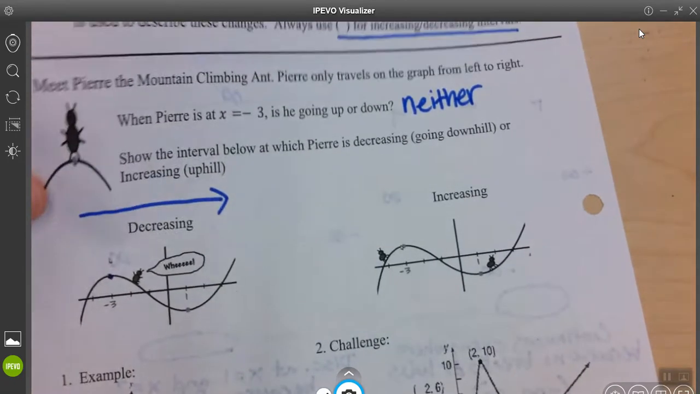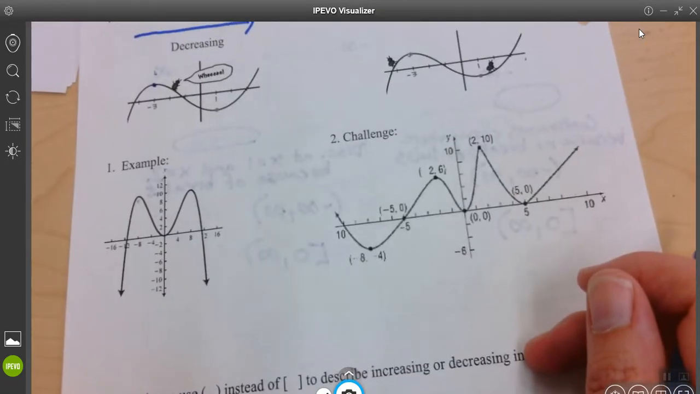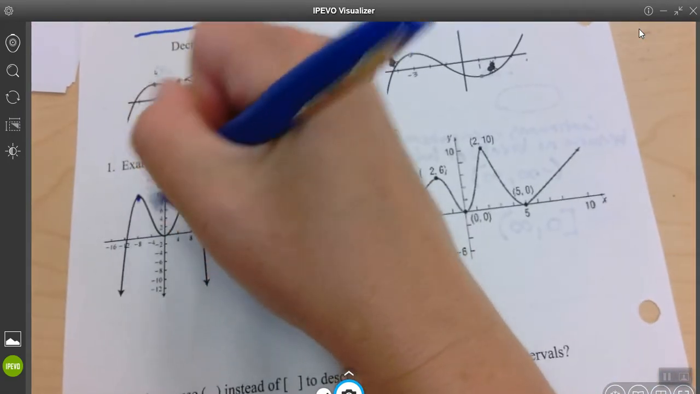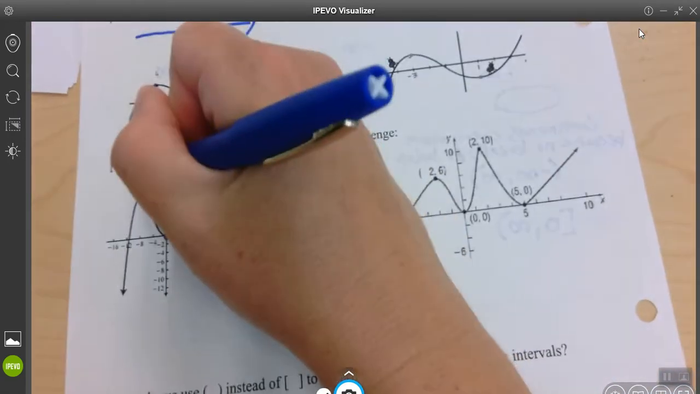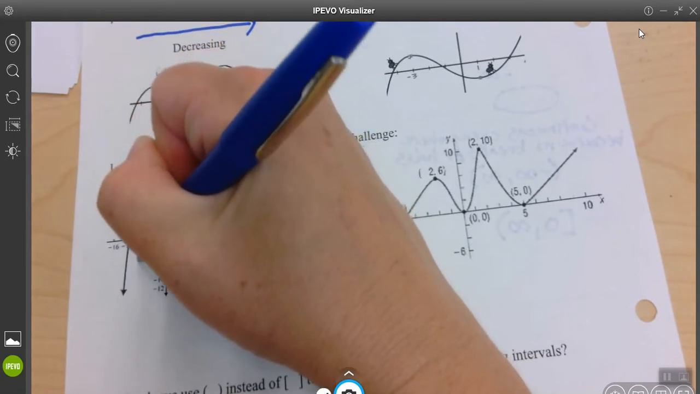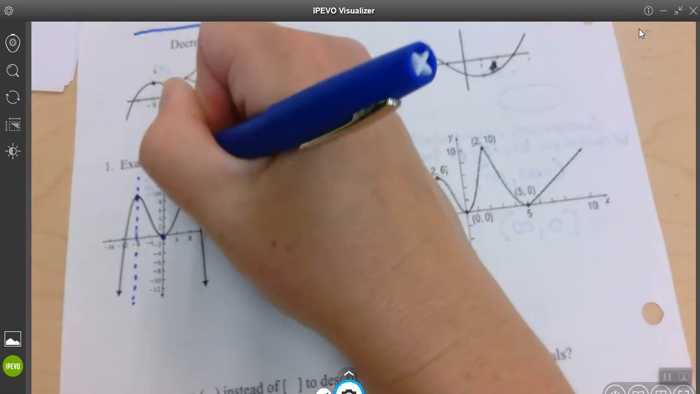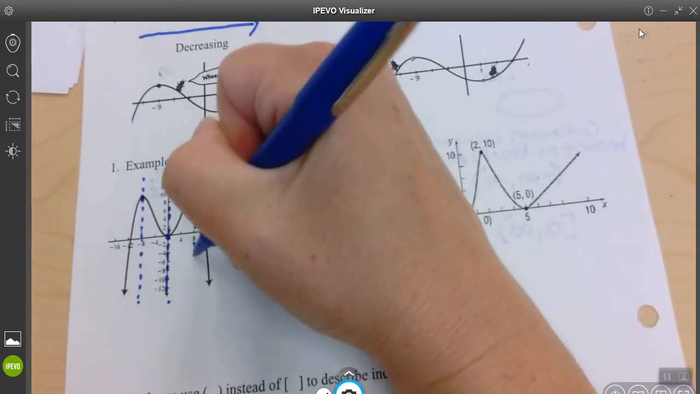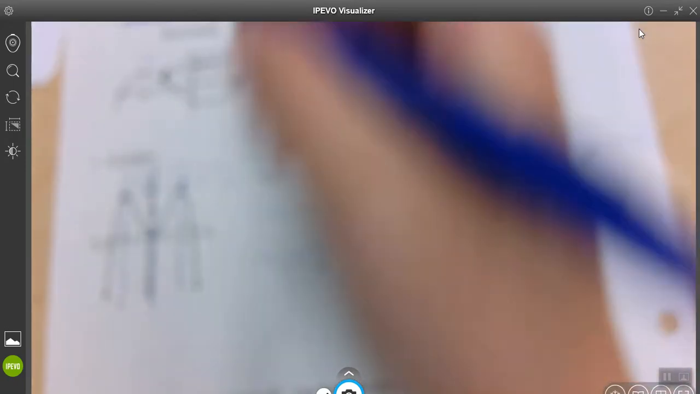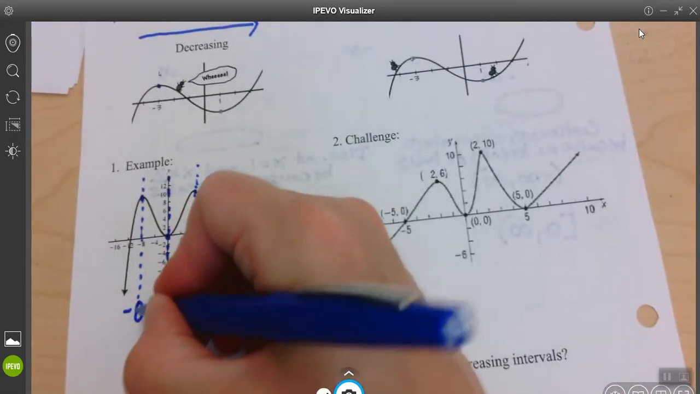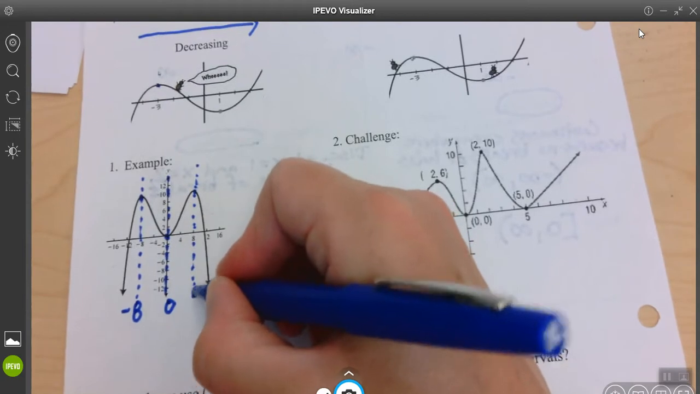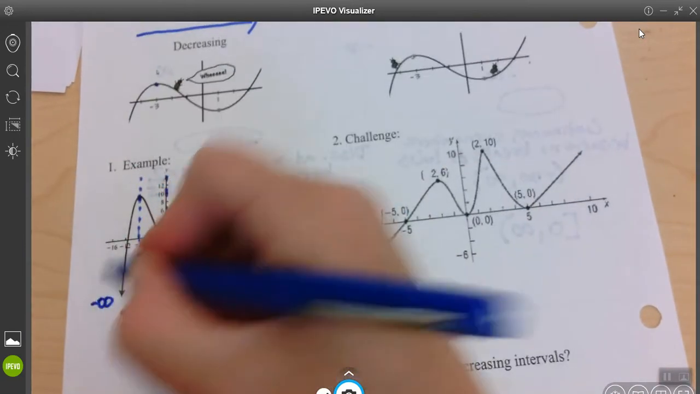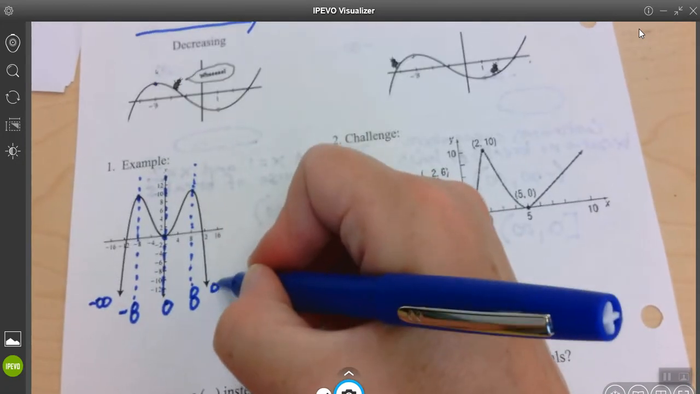So we have to name these intervals looking at your x values. One thing that's going to help is if you connect all your turning points to the x-axis. So here I'm going to connect this turning point to the x-axis, this one, and also this one. And you want to name those numbers, -8, 0, and 8. And then on the left side, you have -infinity, and on the right side, you have +infinity.